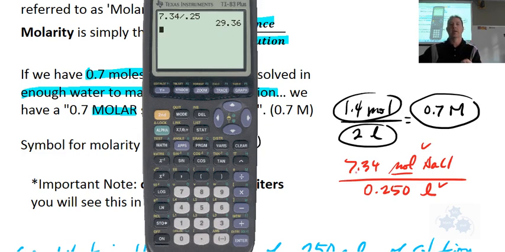Now think about this. I have 7.34 moles in a quarter of a liter. If I have 7 moles in 1/4 of a liter, I would have 7 times 4 moles in 1 liter, right? So that's where you get the 29 from. So this is a small volume, much less than a liter, so the moles per liter are going to be greater.